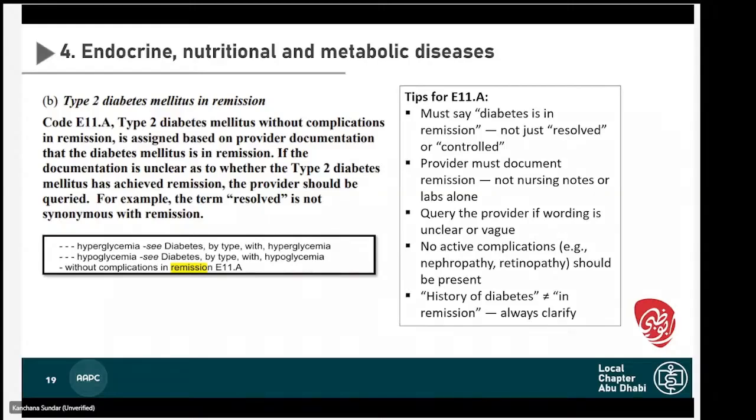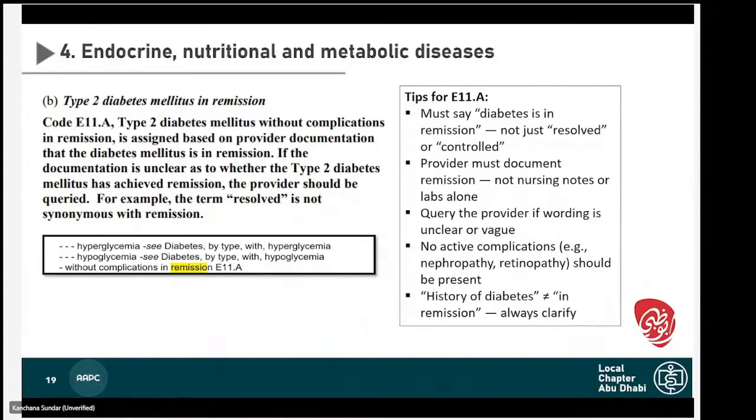All these terms don't mean remission. I wanted to emphasize this again and again. Please ensure remission is documented and don't go ahead with any equivalent terms, resolved, controlled, or anything similar to it. The provider must document it. And one more important tip is the provider must document remission, not the nurse, because we generally see in the document that the nurse specifies remission, relapse.